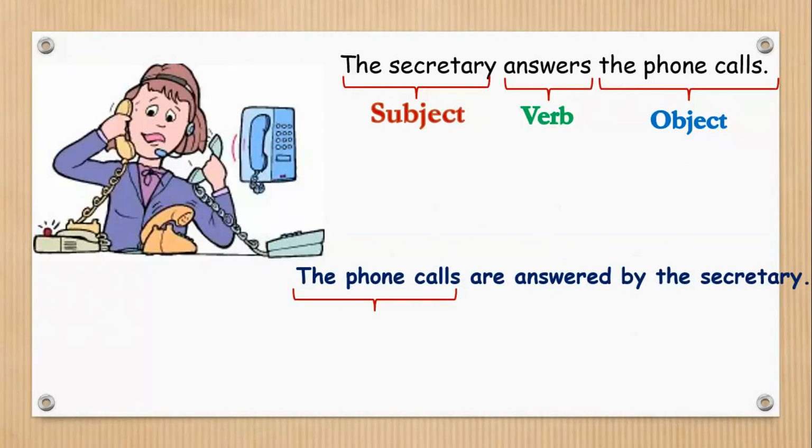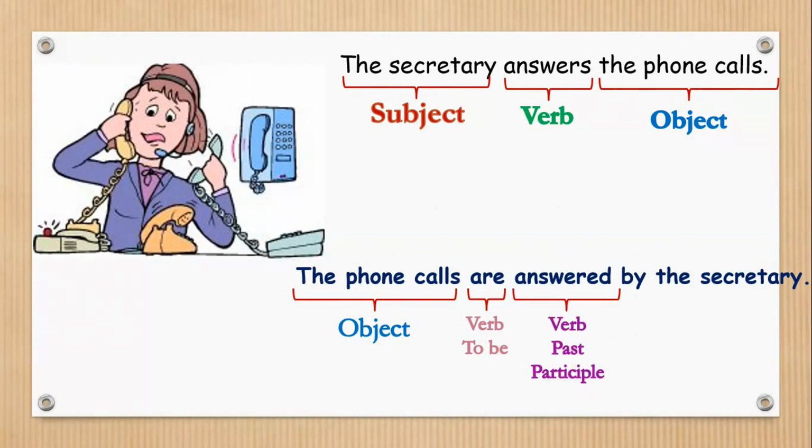First, we have the phone calls, the object, then the verb to be, in this case are, because we have the subject, the phone calls. Then we have the verb, but in past participle, and then we have the subject.